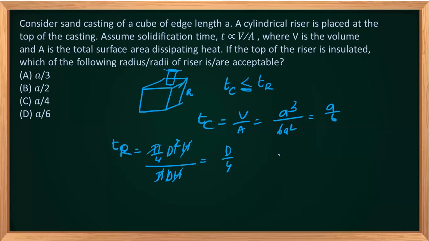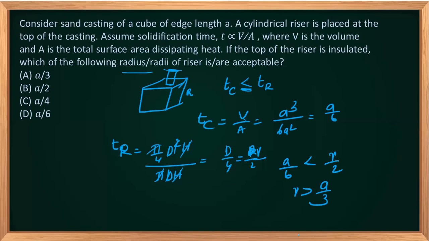So we know that TC should be less than TR, which means that a by 6 should be less than that of d by 4, right? So what will d by 4 be? D by 4 will be nothing but r by 2, if I take it in terms of radius, since it's asking in terms of radius. So a by 6 should be less than or equal to r by 2, which means that r should be greater than or equal to a by 3.